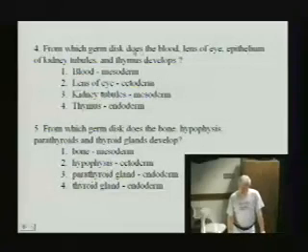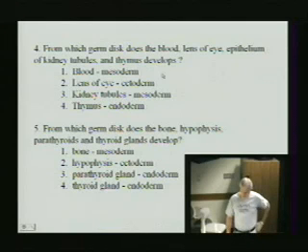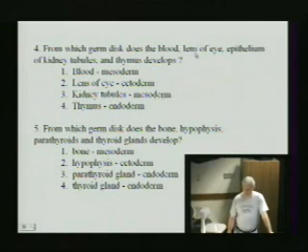So from which germ disc does the blood, the lens of the eye, the epithelium of the kidney tubules, and the thymus develop? The grammar on this is not the greatest. So what we see, again, is the question with the answers provided. The blood is coming from the mesoderm, so there is no single answer to this question. The lens of the eye is coming from the ectoderm, the kidney tubules are coming from the mesoderm, and the thymus from the endoderm. So we see another exception, the epithelium of the kidney tubules coming from mesoderm.